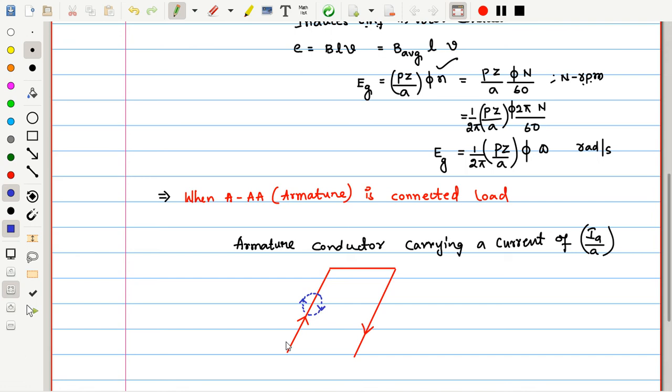So as long as load is not connected, no current flows through the armature conductor. But once the load is connected, current is passing through this armature conductor. So according to the right hand thumb rule, this is the direction of the flux in side 1, whereas in side 2, just apply Fleming's right hand thumb rule. So this is the direction of the flux. Now try to observe that very carefully. There will be flux established around this conductor.